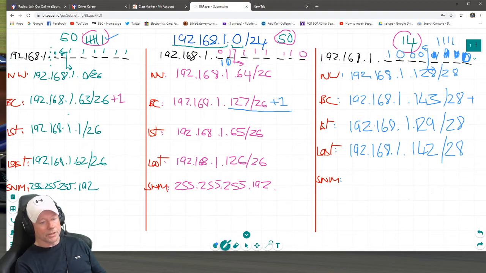Now the subnet mask is 28 bits long, so the first 8 bits will give you 255. The next 8 bits is another 255, and the next 8 bits is 255. That's 24. And then we're going to have 25, 26, 27, 28, 29, 30, 31, 32. So the last part of the subnet mask looks like that. And if we were to convert that, that would give you, what? 240.